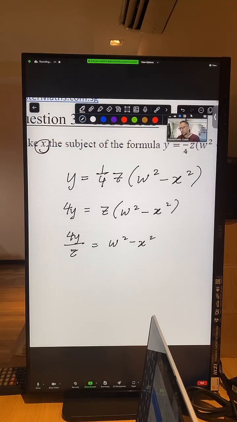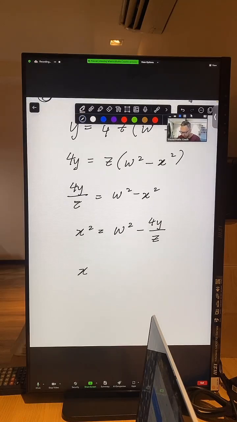Okay, so what I'm going to do now is I'm going to bring the x square over to one side and the w square over to another side. So this will be x square. Sorry, I'm going to bring the 4y over z over to the other side. So x square will be w square minus 4y over z. And then finally, I'm going to put x equals to plus minus square root. Don't forget the plus minus. W square over 4y over z. And these are your answers.